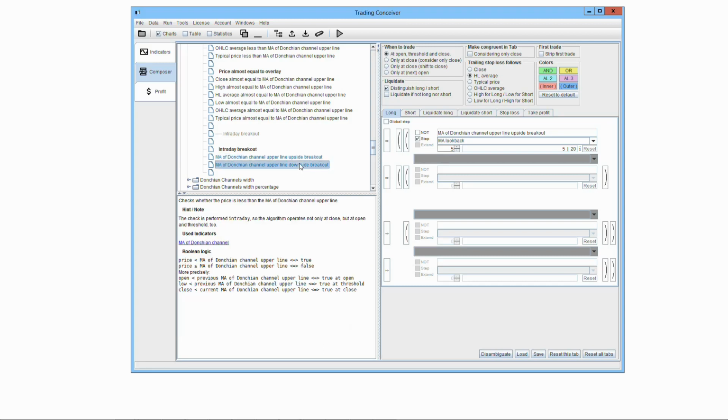The overlay downside breakout algorithm checks intradaily whether the price is less than the moving average of the base indicator, which is always an overlay. So the algorithm is true if and only if, at open, open less than moving average of base indicator of previous bar. At threshold, low less than moving average of base indicator of previous bar. At close, close less than moving average of base indicator of current bar.